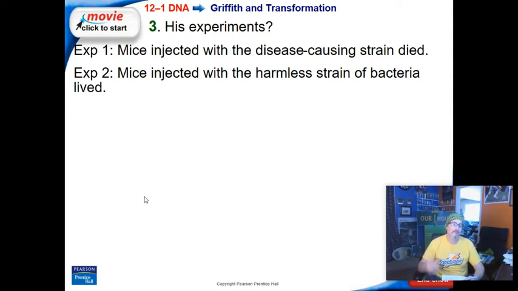Experiment 1 and 2 were controls. He injected mice with the disease-causing strain. And, of course, they died. He expected them to die. This is a controlled experiment. Experiment number 2, he injected them with a harmless strain, and of course they lived because they did not develop pneumonia.